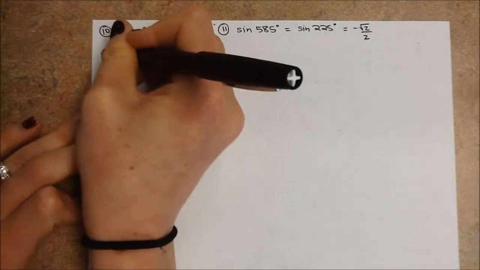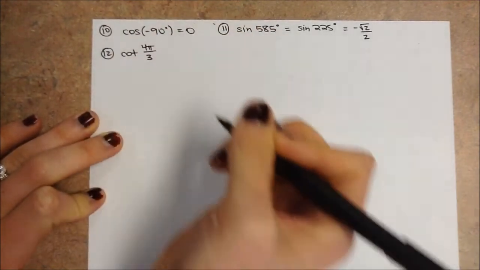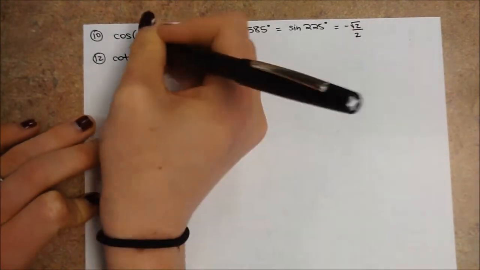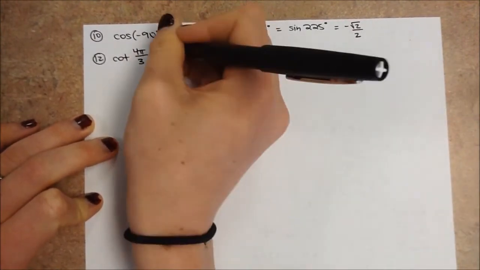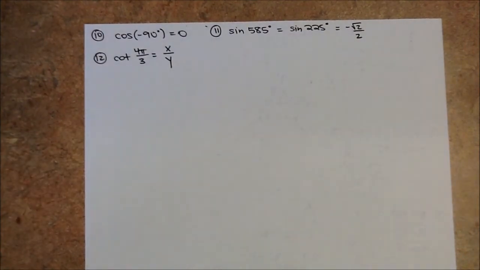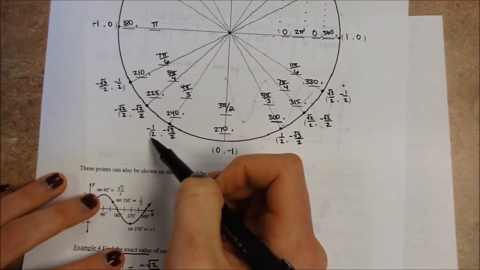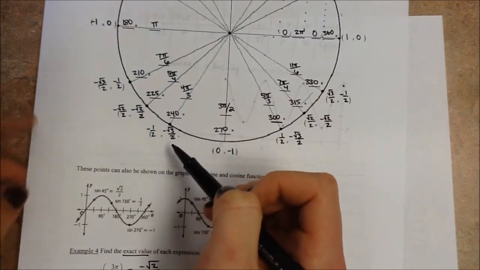Okay, number 12, cotangent. In section 12.3, we defined cotangent as being x over y. That is the formula for cotangent. Tangent is y over x. Very similar. They're reciprocals. So I go to 4 pi over 3. It's right here. The x value is negative 1/2, and the y value is negative root 3 over 2.